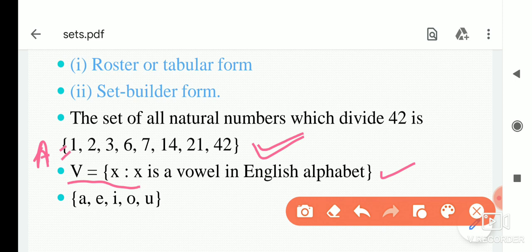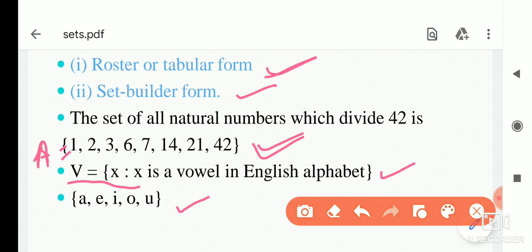Example: A equal to {1, 2, 3, 6, 7, 14, 21, 42}. This form of representation is called roster or tabular form. Second example here we have is V. V is the set of all x such that x is a vowel in the English alphabet. So this is the set builder form. Next example: {a, e, i, o, u}. This is a finite set written in roster or tabular form.